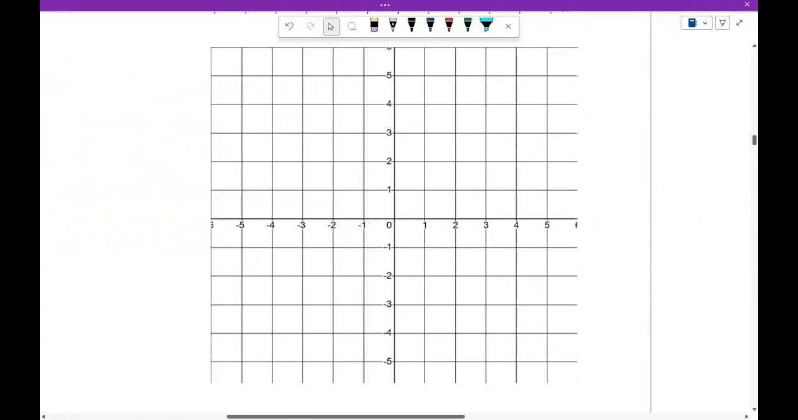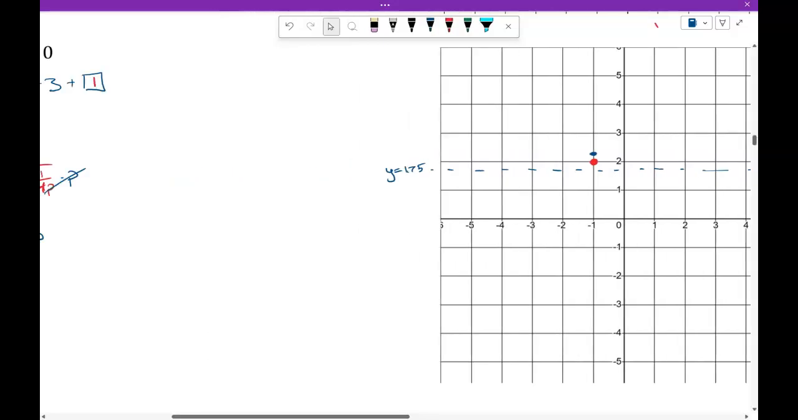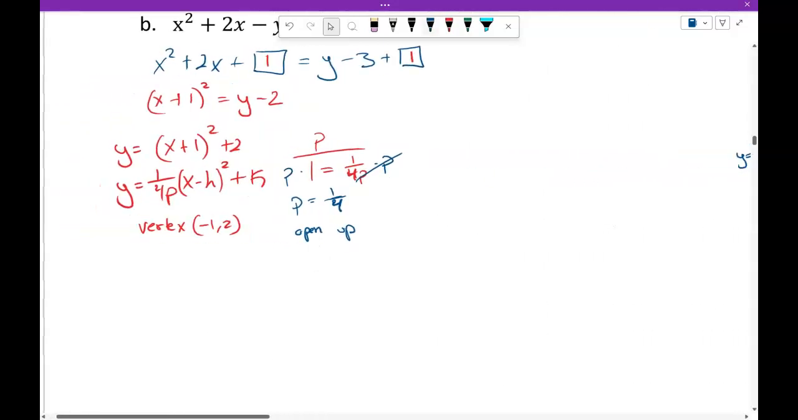at -1, 2. And our focus is only going to be 0.25 units above our vertex, and the directrix will be 0.25 units below at y equals 1.75. So we have our focus at -1, 2.25, and our directrix at y equals 1.75.